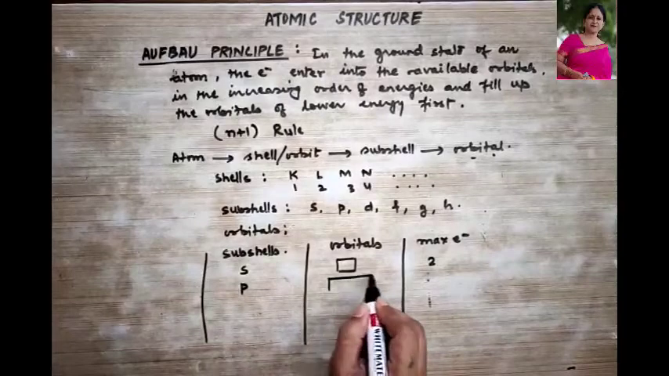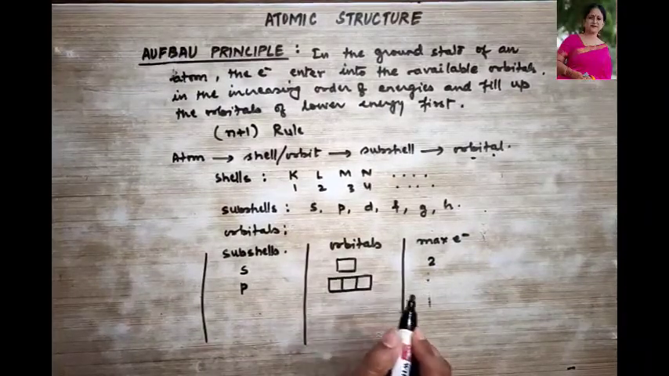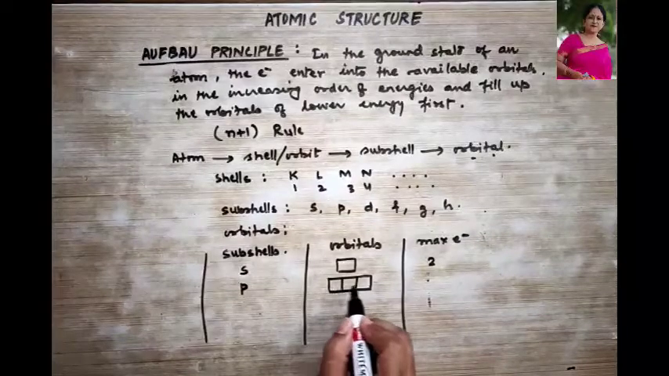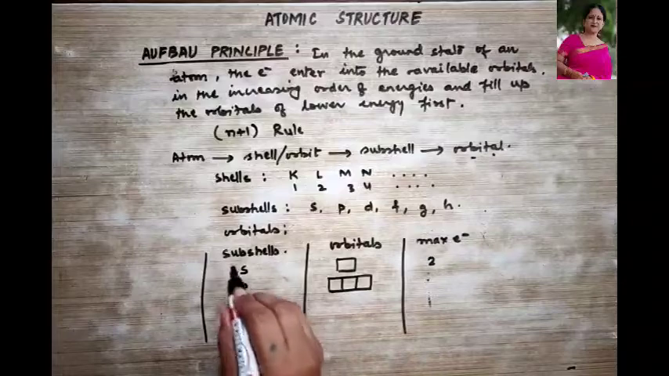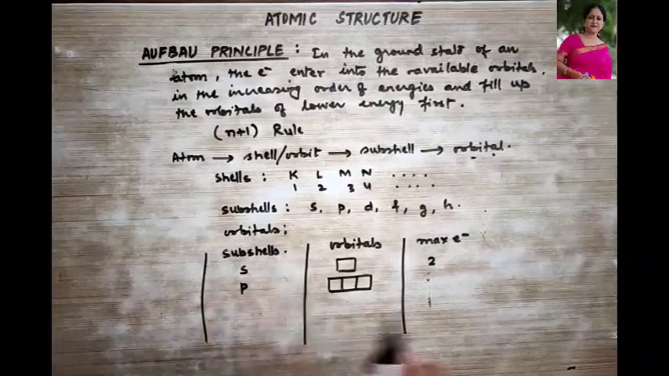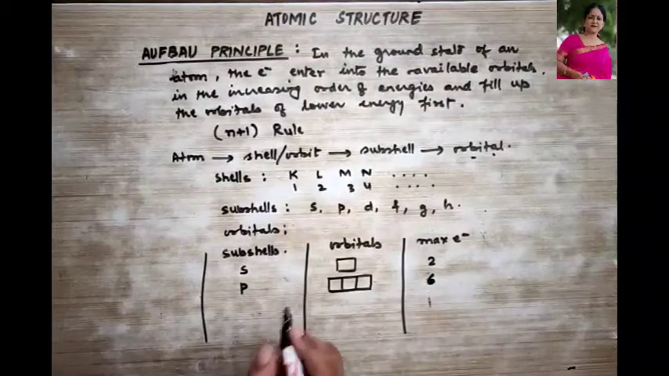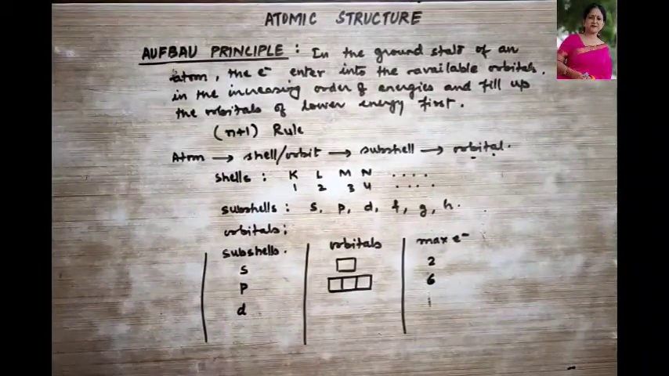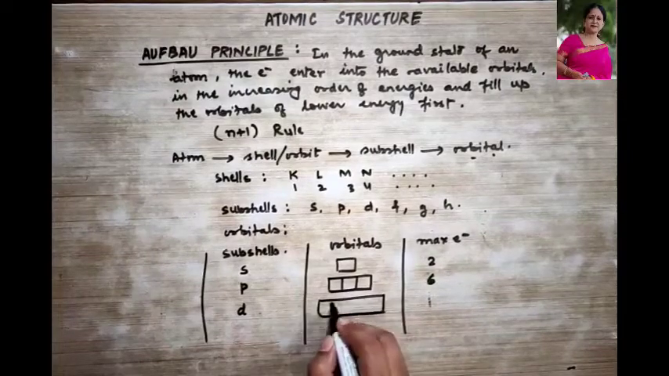Now come to p. p has how many orbitals? 3 orbitals: px, py, pz, if you remember, each having 2 electrons. So maximum how many electrons can be found in the p subshell? That is 2, 2, 2, which makes it 6. Okay. Now coming to the d subshell. In the d subshell, how many orbitals are found here?